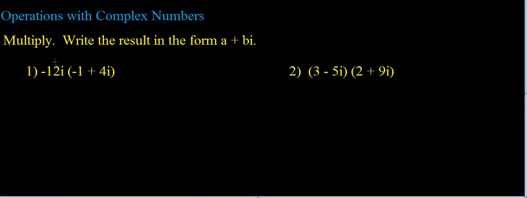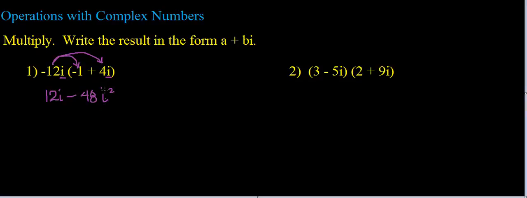So I'm going to go ahead and do the first step, which is take negative 12i and multiply it by negative 1. Negative 12i times negative 1, that's going to equal positive 12i. And then I do the same and I distribute the negative 12i times 4i. So negative 12i times 4i will give you negative 48, because 12 times 4 is 48. And then we have i times i, and that's going to be i squared.